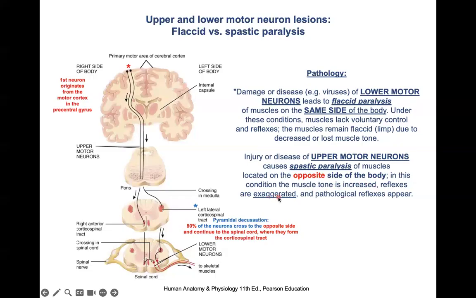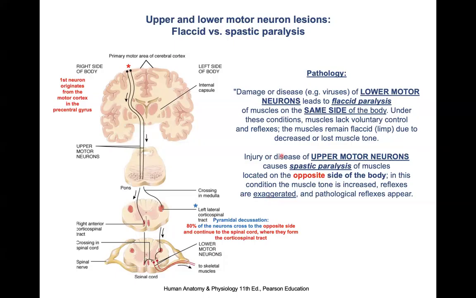Reflexes are exaggerated, remember, because the upper motor neurons, if damaged, may not be able anymore to modulate the activity of the lower motor neurons. So the lower motor neurons would be hyperactive. So this is why the reflexes would be exaggerated in that case.